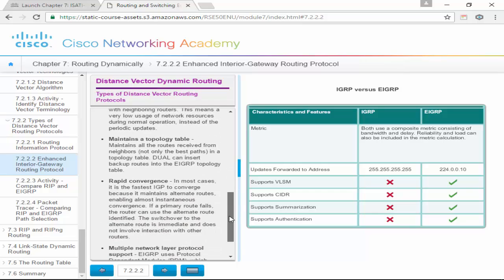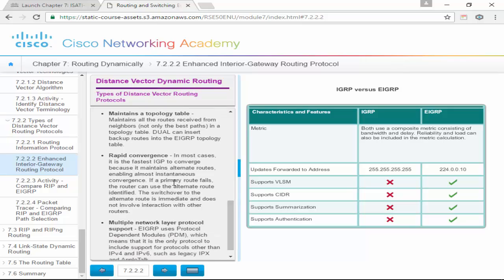Maintains a topology table, so maintains all the routes received from neighbors, not only the best paths, right? So if the best path does go down, you can instantly have what's called a feasible successor come up, which is the backup route. So it keeps backup routes, is basically what that's saying. And rapid convergence. In most cases, it is the fastest IGP.